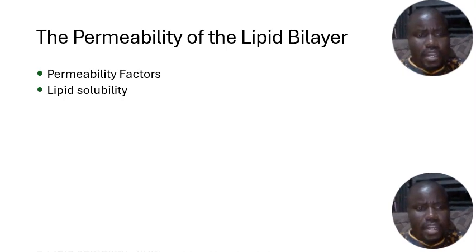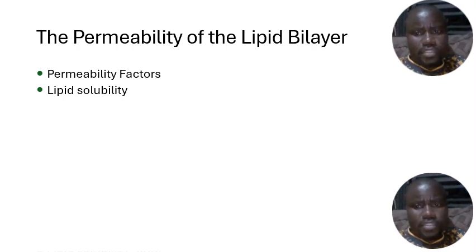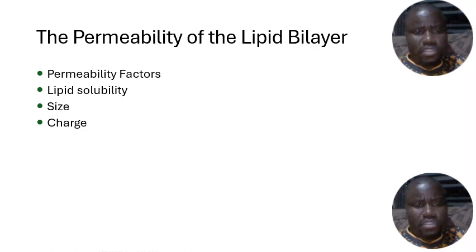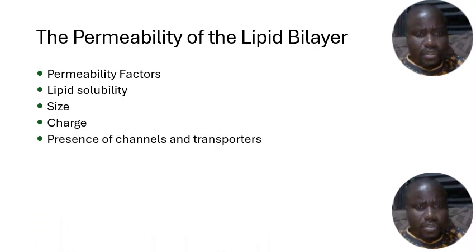And so, highly lipophilic substances will easily pass through the cell membrane. Small molecular weight substances also easily permeate. Charged particles are polar, so they don't easily dissolve in fat. They do not easily pass through the cell membrane.